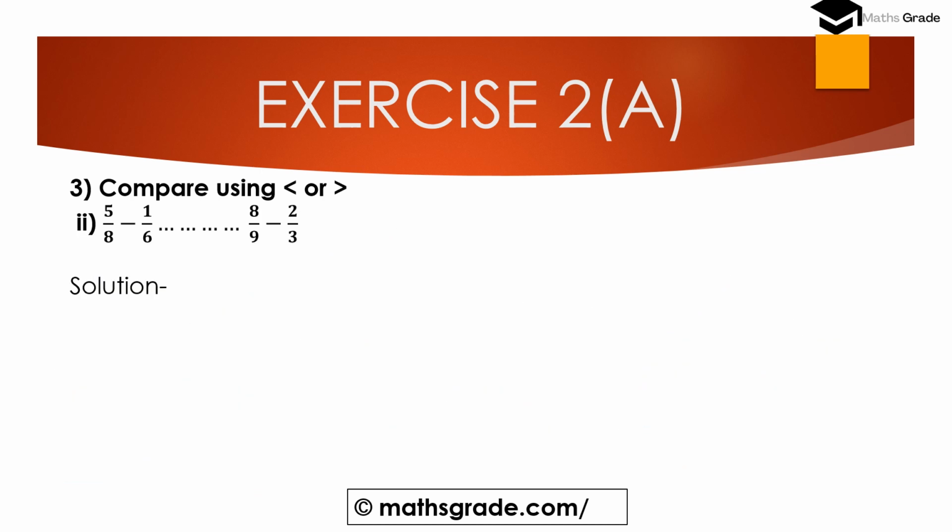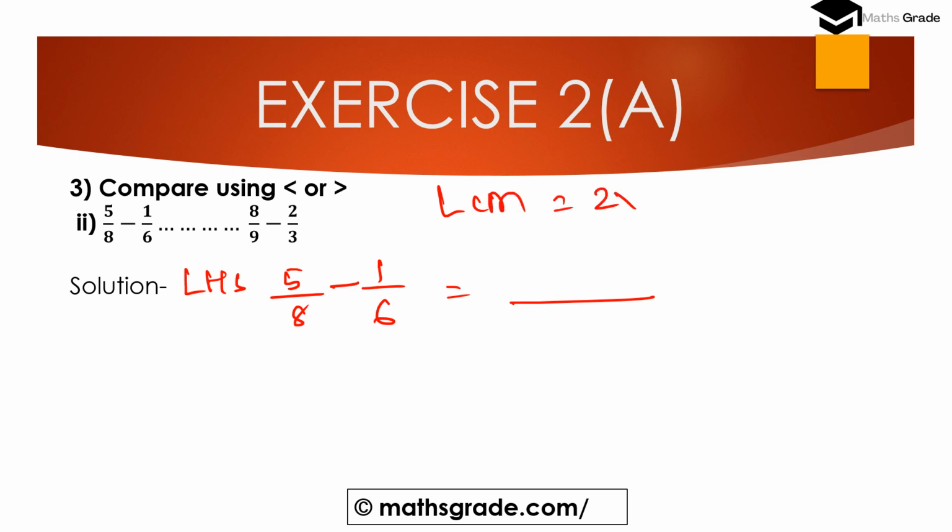Now question number 2, part b: 5 divided by 8 minus 1 divided by 6, dash, 8 divided by 9 minus 2 divided by 3. First find out the left hand side, 5 divided by 8 minus 1 divided by 6. First find out the LCM of 8 and 6. Prime factorization of 8 is 2 multiplied with 2 multiplied with 2 and prime factorization of 6 is 2 multiplied with 3. So LCM will be maximum number of 2s, that is 3 times, multiplied with 3, which is 24. So LCM is 24.